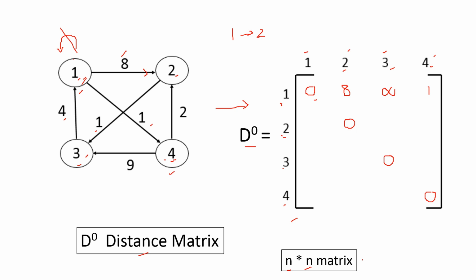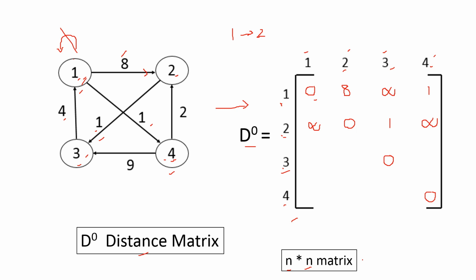Now come to the second vertex. That is 2 to 1. We are not having a relation from 2 towards 1. So we are entering infinity here. Okay. Then 2 to 3. See, this is 2 to 3 and the value is 1. And 2 to 4. 2 to 4 we are not having. We are having 4 to 2. Okay. So 2 to 4 there is no relation. So we are writing infinity. And then that row is finished.